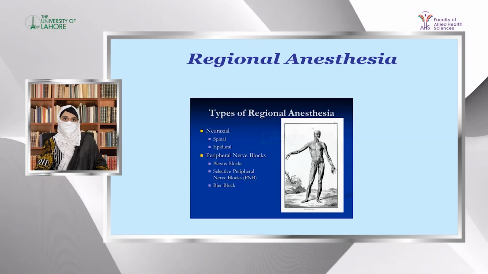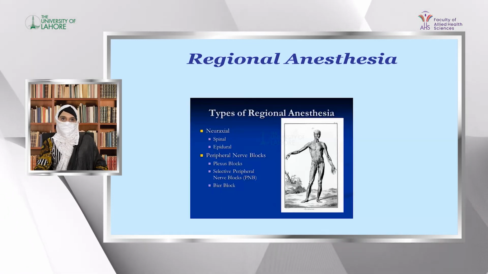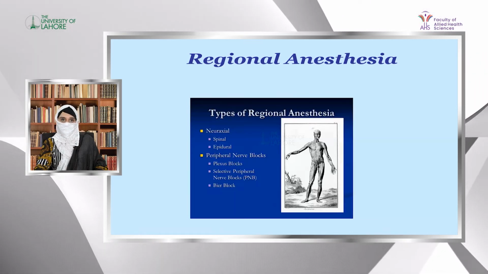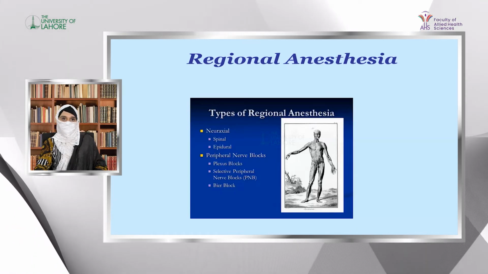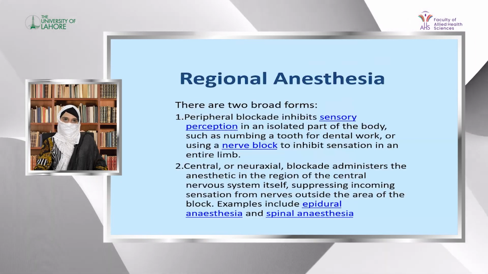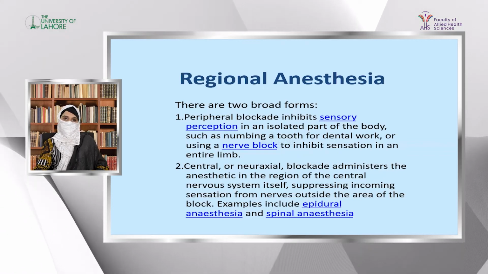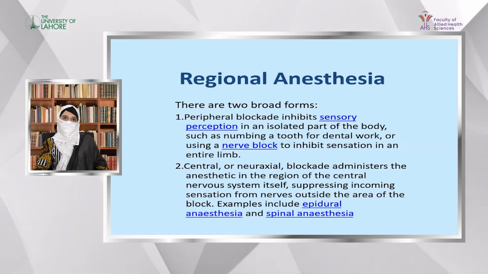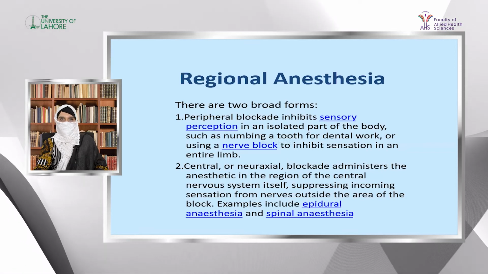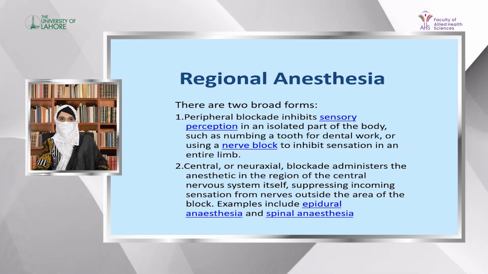There are two types of regional anesthesia: neuroaxial and peripheral nerve blocks. Neuroaxial anesthesia includes spinal anesthesia, epidural anesthesia, and the peripheral nerve blocks include the blocks. The blocks are Bier block, plexus block, and selective peripheral nerve blocks. There are two broad forms of regional anesthesia: peripheral blockade and the central or neuroaxial blockade. Peripheral blockade inhibits sensory perception in an isolated part of the body, such as numbing a tooth for dental work or using a nerve block to inhibit sensation in an entire limb.